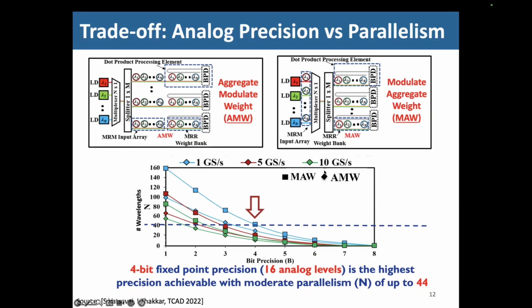And of course it depends on the speed also, right? What is the data rate and so forth. And the bit precision, which is basically analog bit precision, is also very limited. 4-bit is what you can achieve. If you go beyond that, the number of wavelengths supported would decrease dramatically. So this is the trade-off.